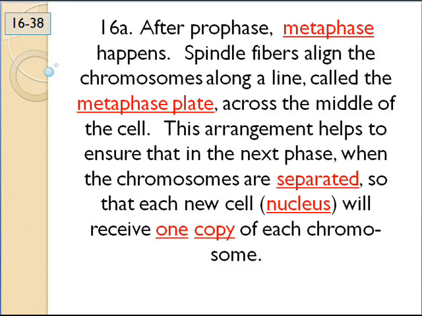Okay? But anyway, metaphase happens after prophase. And metaphase means middle. They have now lined the pairs up right down the middle. They're down the middle. They might be this way.